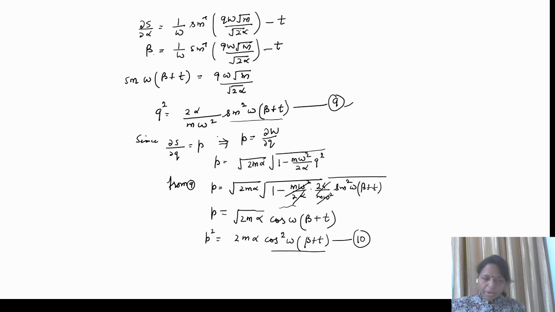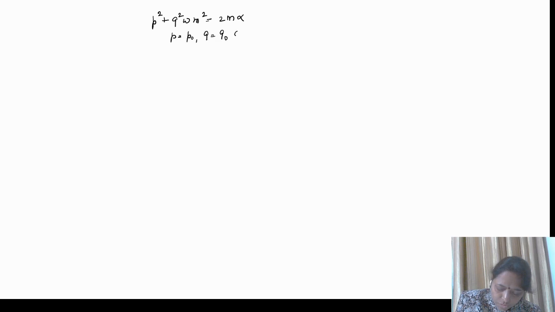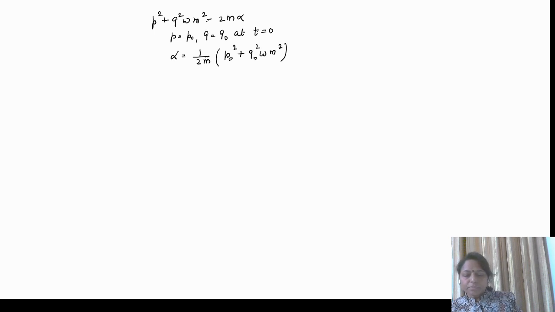From there you will get some relation. So from 9 and 10 I'll get P square plus Q square omega square m square is equal to twice m alpha. If I put P is equal to P naught, Q is equal to Q naught at initial time, then I'll get my alpha as 1 upon 2m, P naught square plus Q naught square omega square m square. And finally this is the value of alpha.